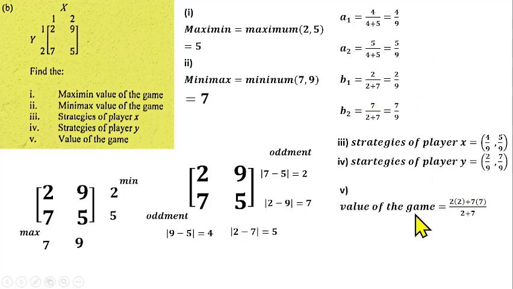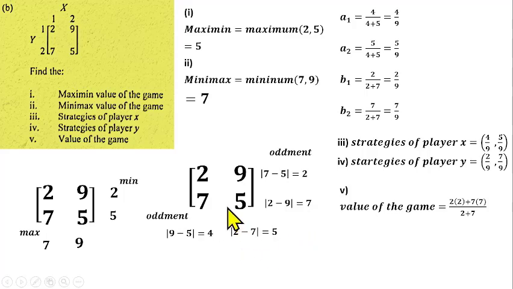But in this case, to find the value of the game, we'll depend on what you want to use. Now I have these two multiplied by these two here, plus 7 multiplied by the 7 here, over 2 plus 7. That could be the value of the game. I can also use 9 multiplied by these 2, plus 5 multiplied by these 2, over 2 plus 7 as the value of the game.